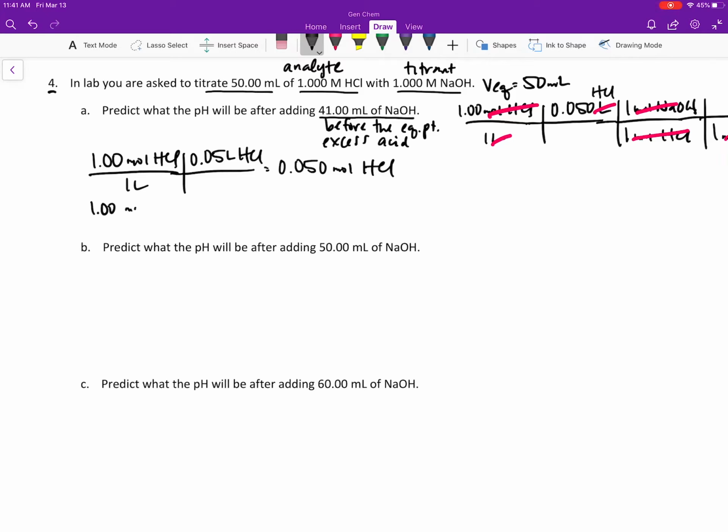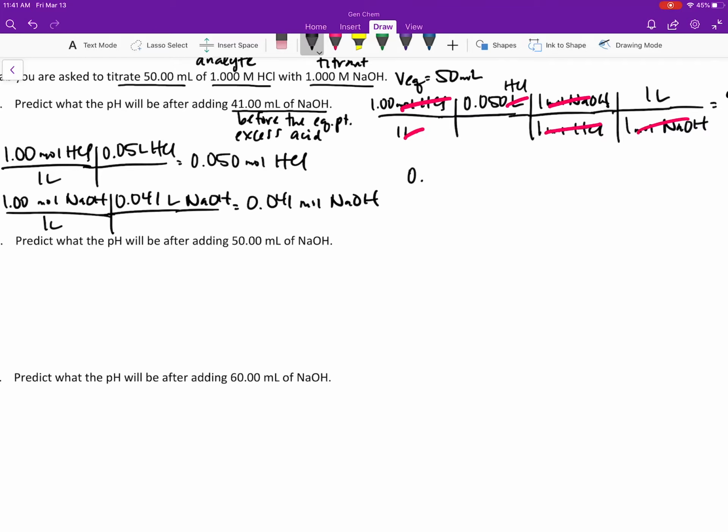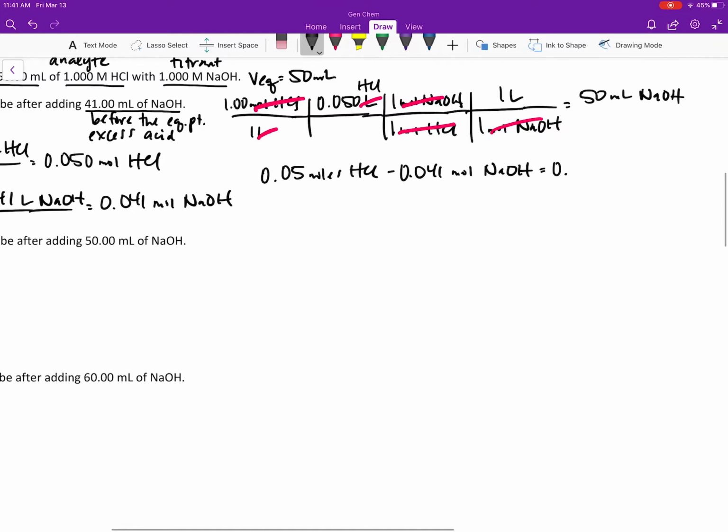I also have a 1 molar solution of NaOH, but I've added 41 milliliters of NaOH, which gives me 0.041 moles of NaOH. You can see here that my acid is in excess, so I'm going to subtract the moles of HCl and the moles of NaOH to see how many excess moles of hydrochloric acid I have, and it's a very, very tiny amount.